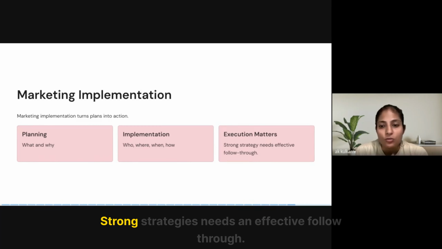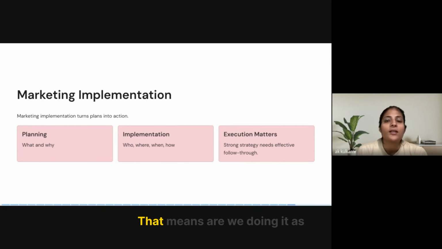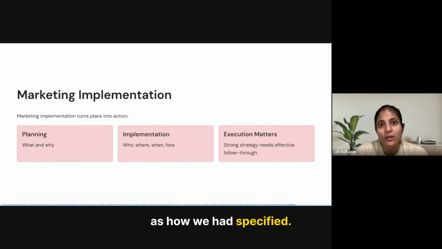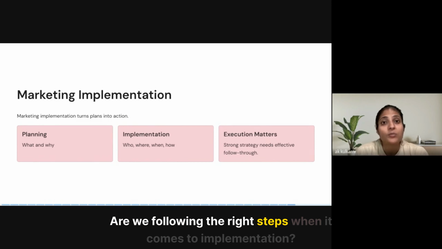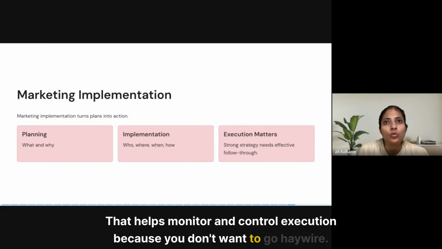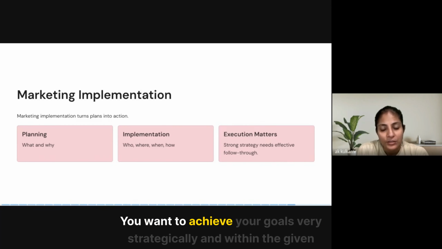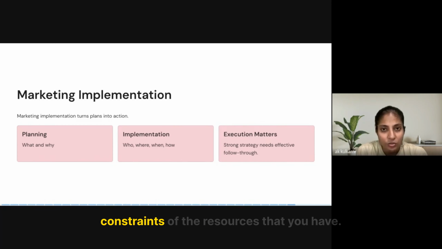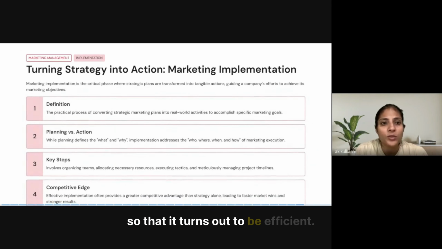Execution matters. Strong strategies need an effective follow through. That means, are we doing it as we had specified? Are we following the right steps when it comes to implementation? That helps monitor and control execution, because you don't want to go haywire. You want to achieve your goals very strategically and within the given constraints of the resources that you have, so that it turns out to be efficient.